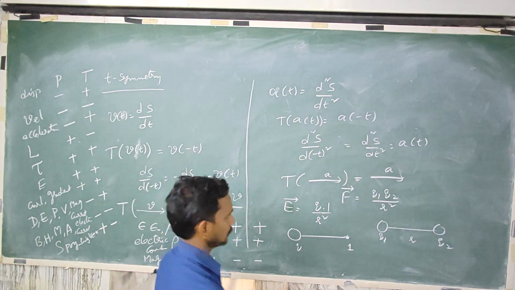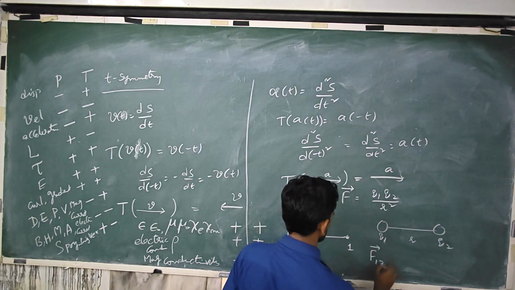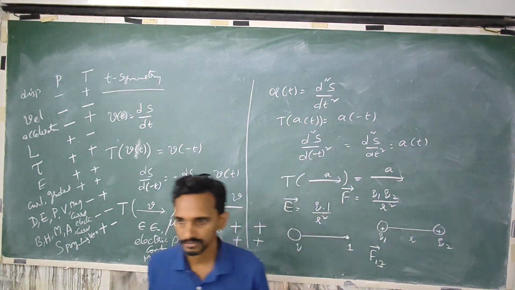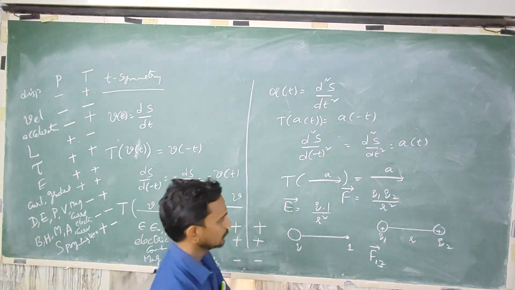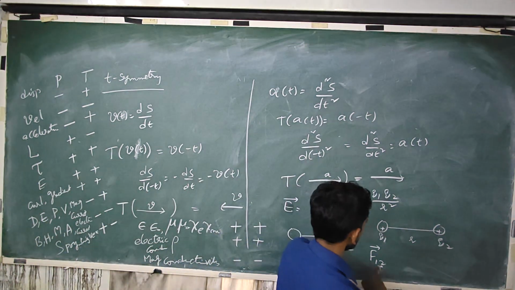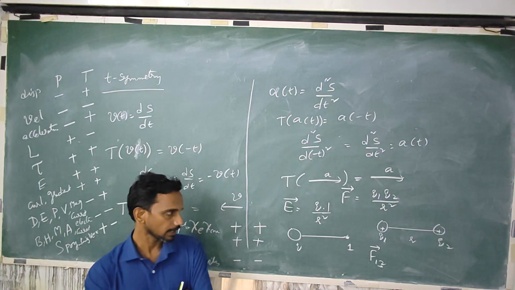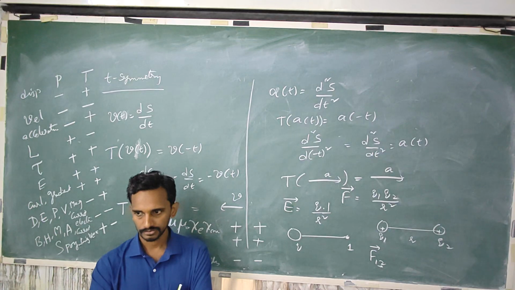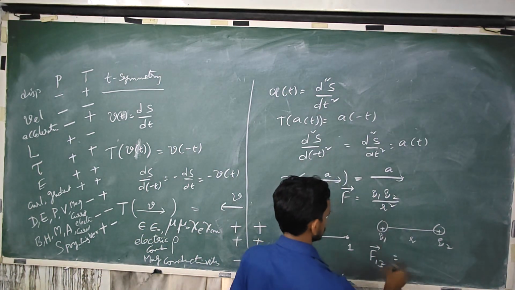So let's say the force applied by first charge on second charge, F12. What is the direction of force? Let's say both are positive charges, and I want to see the direction of force applied by first charge on second. What is the direction? It is directed from 1 to 2, that too for positive charges.